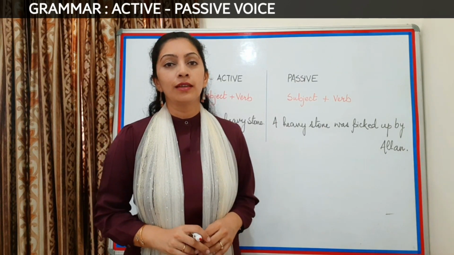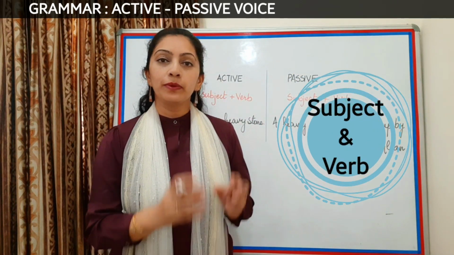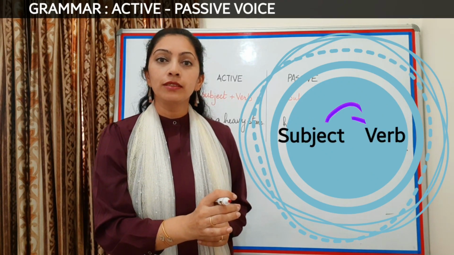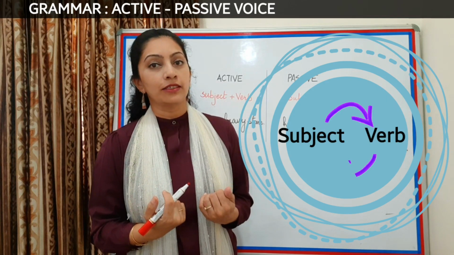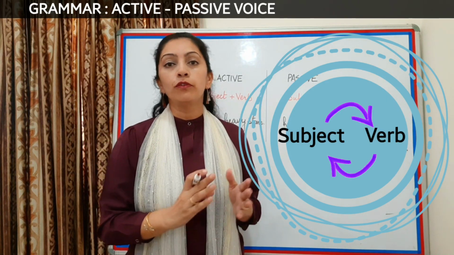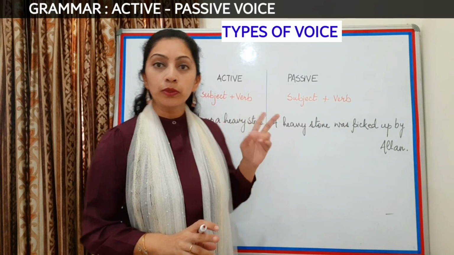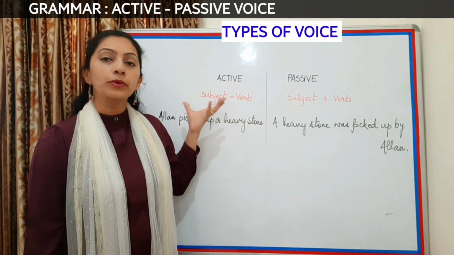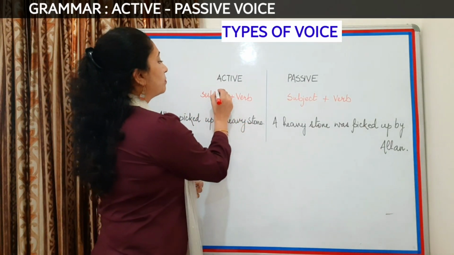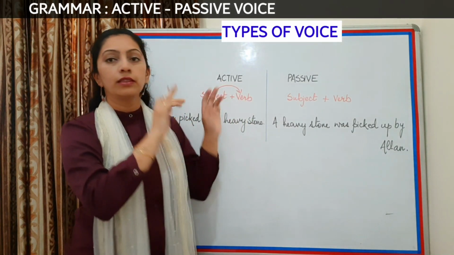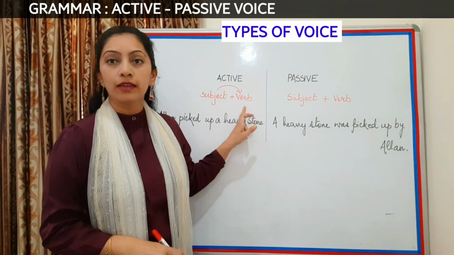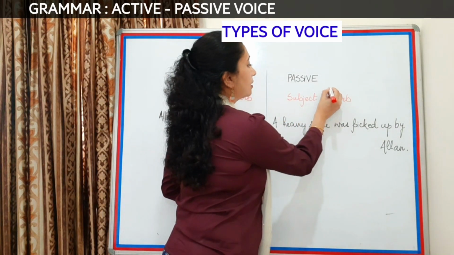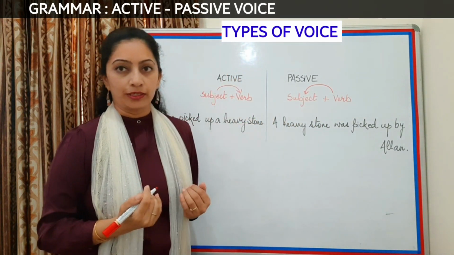Voice is always judged on the basis of the relationship between a verb and its subject. Whether the subject is performing the action or receiving the action depends on what type of voice it is. So basically there are 2 types of voices, active voice and passive voice. When we talk about active voice, we mean that the subject performs the verb. The subject is doing the action. While when we talk about passive voice, the subject is receiving the action.